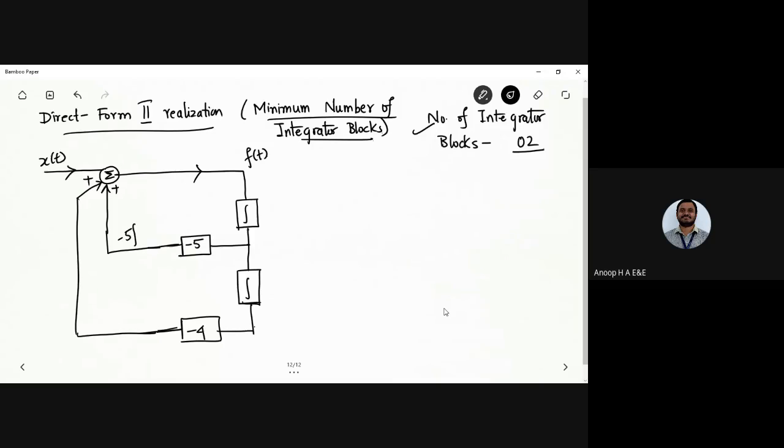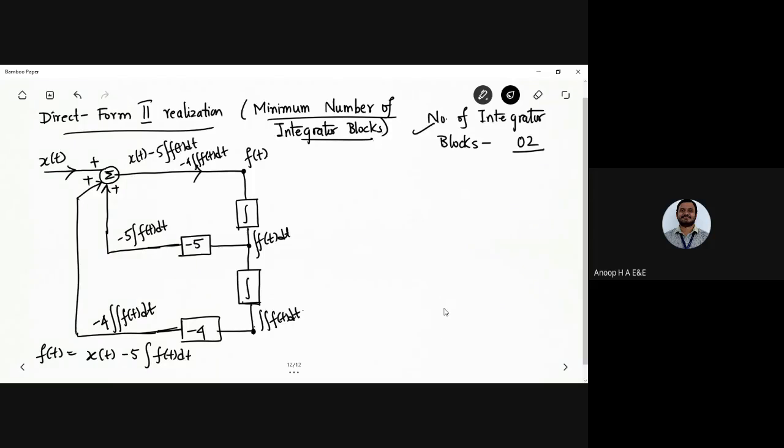Okay, so this is -5 integral f of t dt. This is -4 integrating it twice, that is f of t dt. Okay, so I have x of t also being present there. So x of t -5 integral f of t dt and -4 integrating it twice with f of t dt again. So that is having f of t here, and this is the first integral and this one is the second integral. After the first integral, I have f of t integrating it only once, and after the second integral, I have f of t being integrating it twice. So that is the direct form 2 realization. I have f of t being written as x of t -5 integral f of t dt -4 integrating it twice with f of t dt, right?